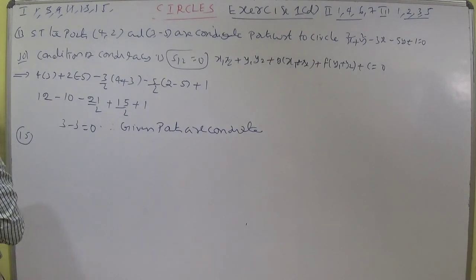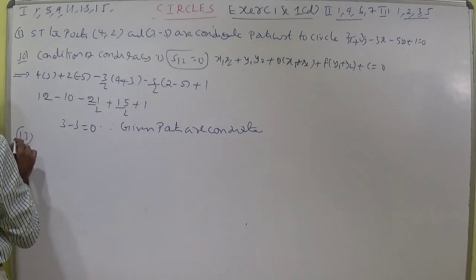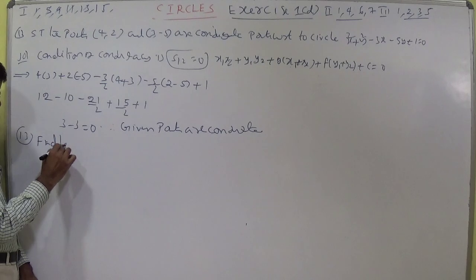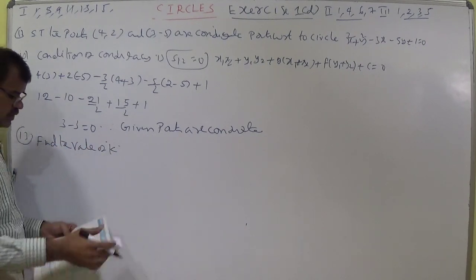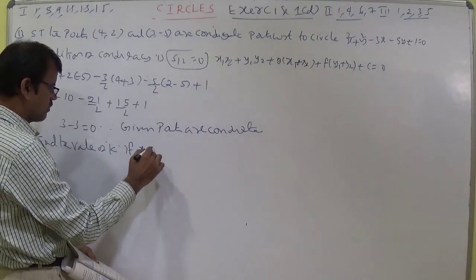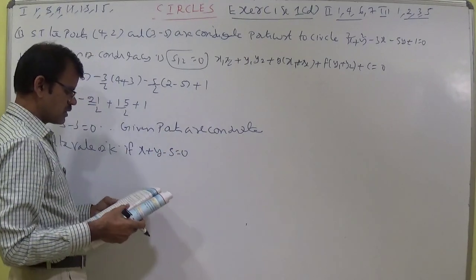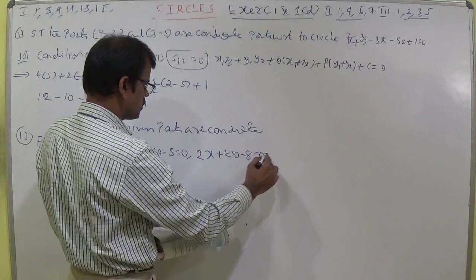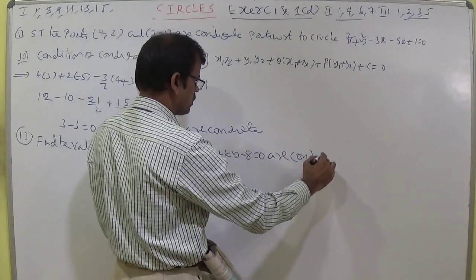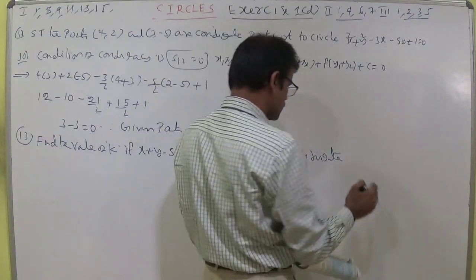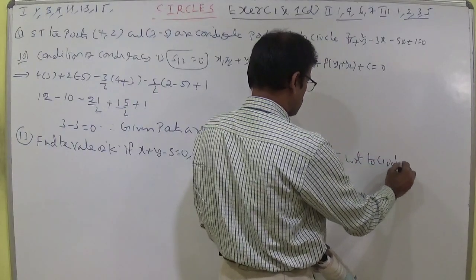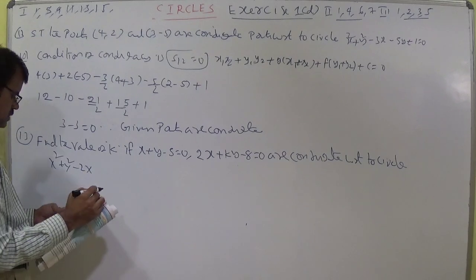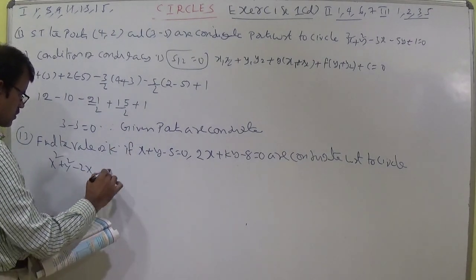Now, 11 completed, 13. Find the value of k if the lines x + y - 5 = 0 and 2x + ky - 8 = 0 are conjugate with respect to the circle x² + y² - 2x - 2y - 1 = 0.